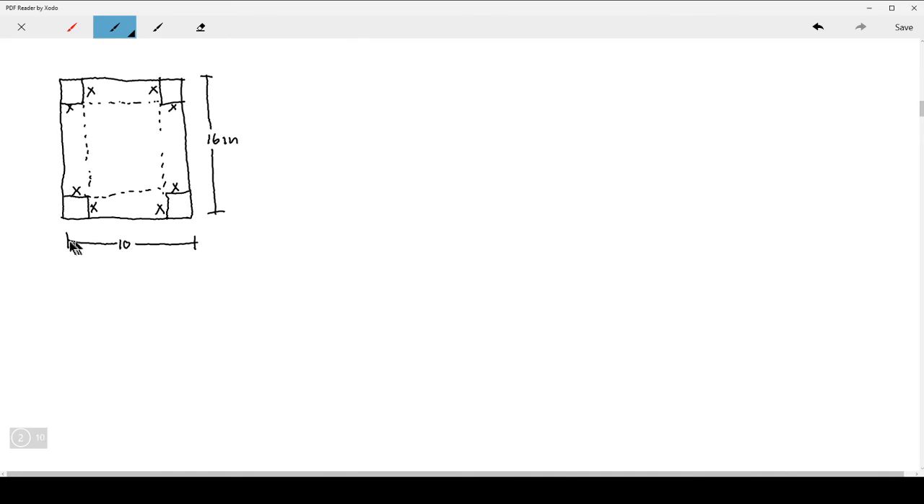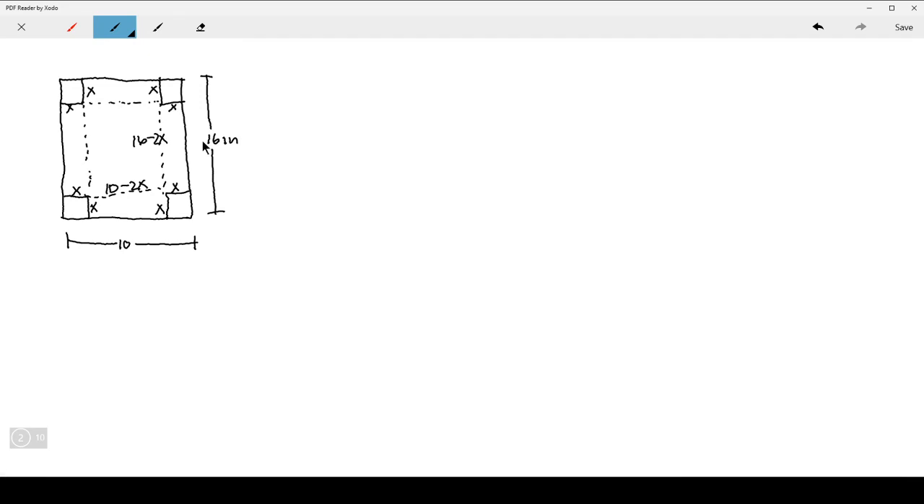All right, so if this whole side is 10 and I remove x from here and x from here, I've removed 2x, which makes the inside dimension here 10 minus 2x. And if this whole side is 16 and I remove an x from here and an x from here, then this inside dimension is 16 minus 2x.